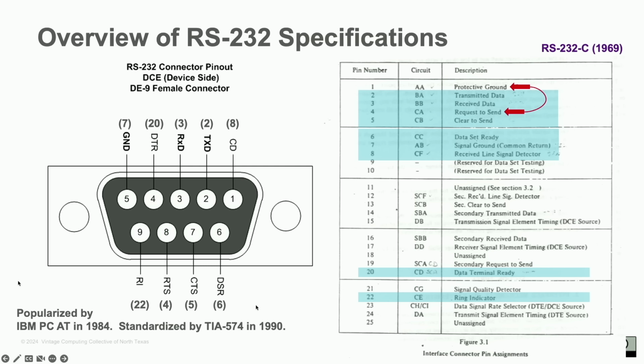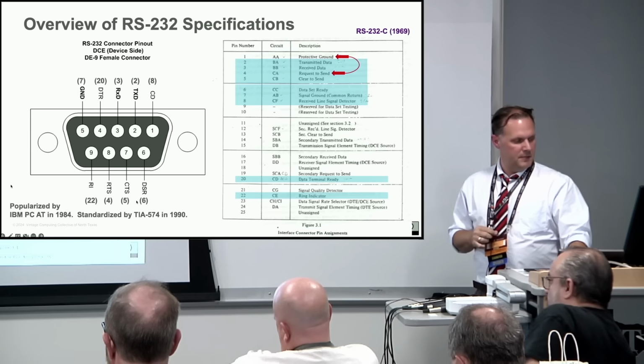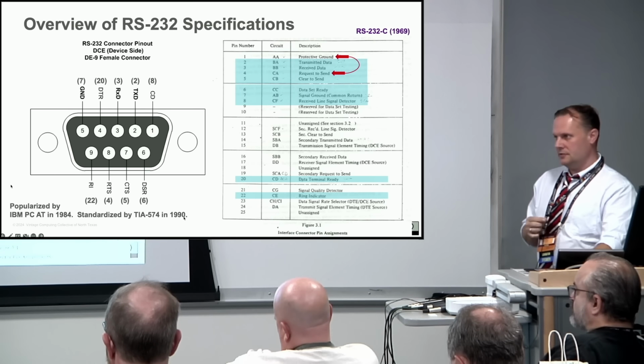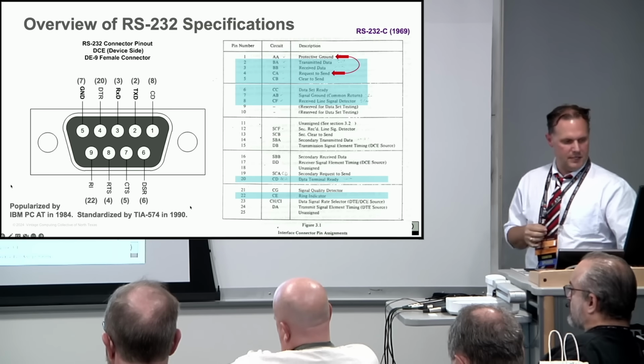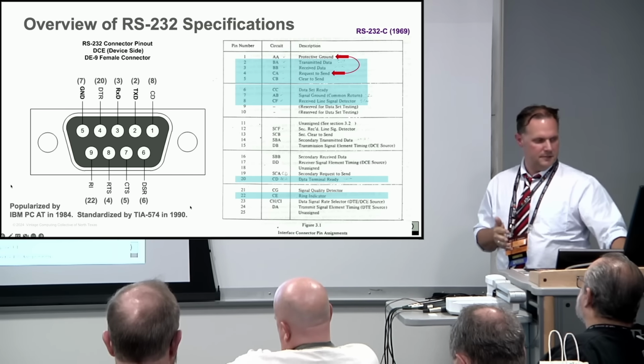Now I'm going to talk about Atari in a little bit, but that standard, the actual... so IBM came out with that serial card that used the 9-pin, but that standard wasn't really written down until 1990. And I've noticed that with a lot of standards. It's like 5 years later they finally write it down.